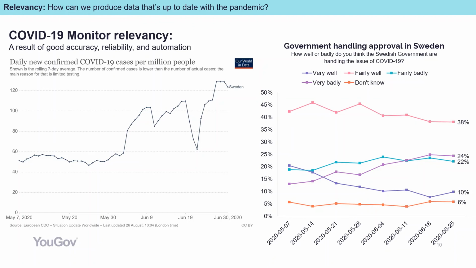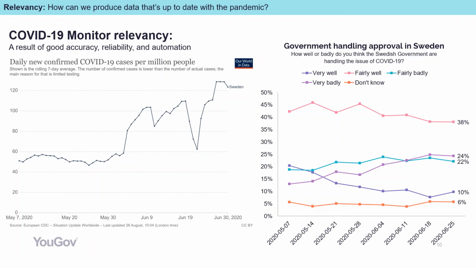So we're looking at the data from Our World in Data, which is just showing cases in Sweden between the dates of May the 7th to June 30th. And you can see here that there was quite a significant rise in cases over that time period. And the monitor is able to give us similar cadence of data, but around government handling approval in Sweden along the same time period. And you can see here that the changes in government handling approval aren't as dramatic as we might have expected from a country that was under such international scrutiny and had taken such a different response to the pandemic, and saw such a large rise in cases compared to its other Nordic neighbours.